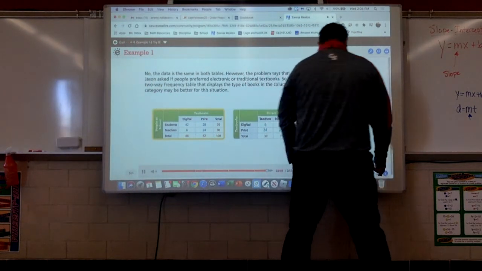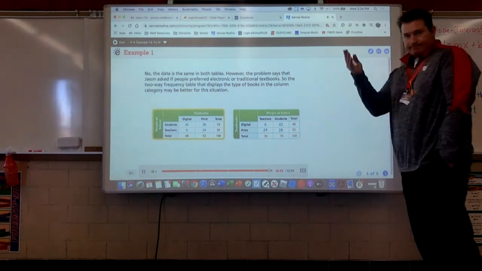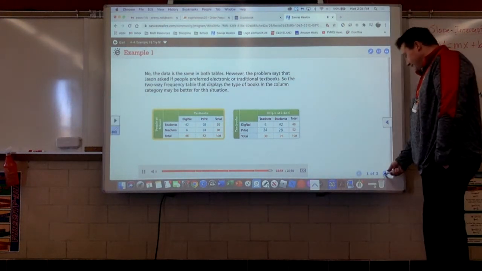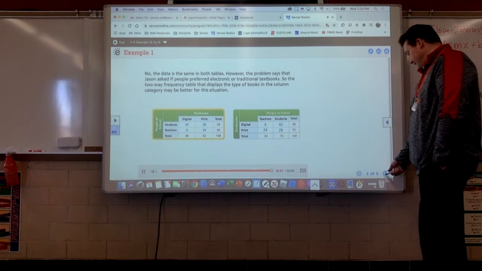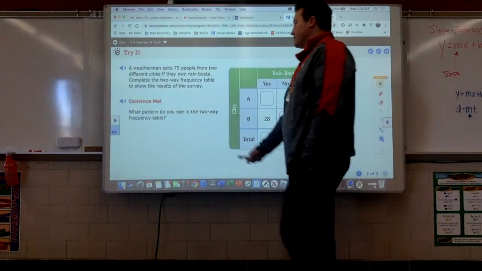And now you can see how the relationships between sets of paired data are displayed clearly using a two-way frequency table. That's right. Okay.